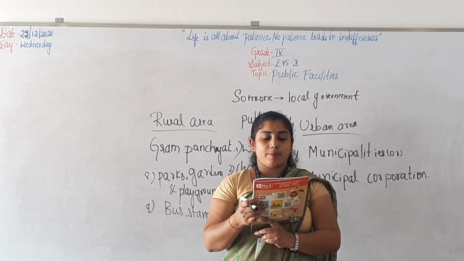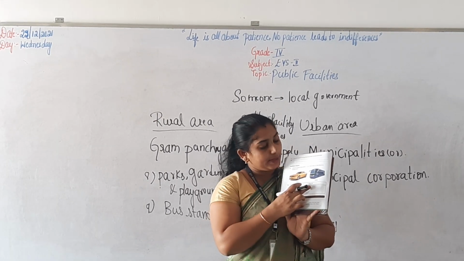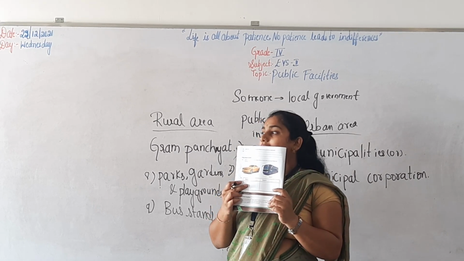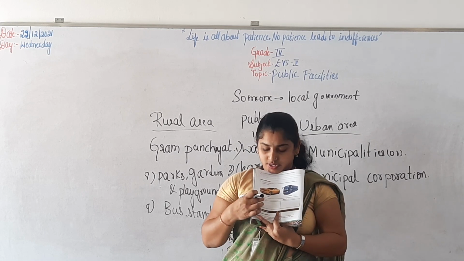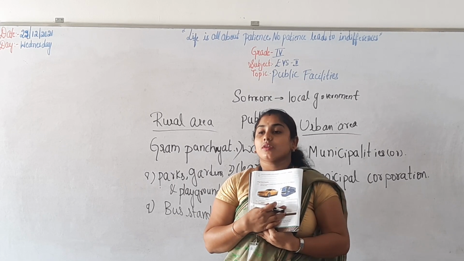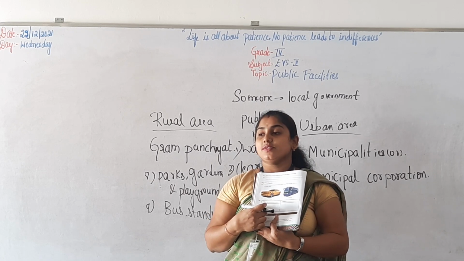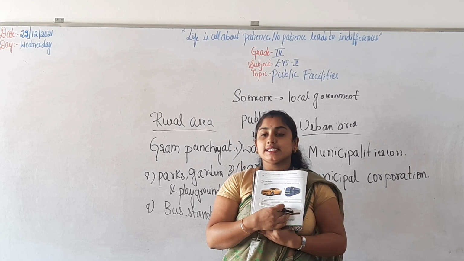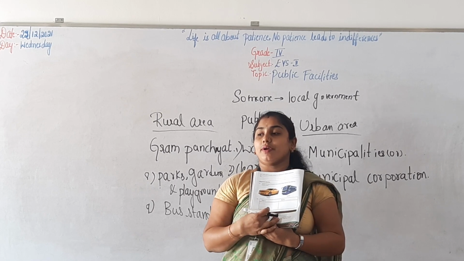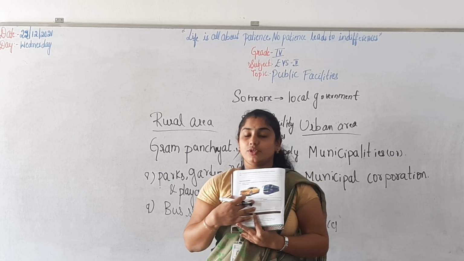Next, identify the type of property shown in the picture and write any three differences between them. Picture A, car. Picture B, bus. So here you can write: in every colony, in every street it can go. But the bus needs a large place to travel. Next, the number of wheels used in a car is 4, and in a bus it is more than 4. Now the next thing is, this is a private property and this is a public property. You have to write 3 differences. I have told you, you have to write down.